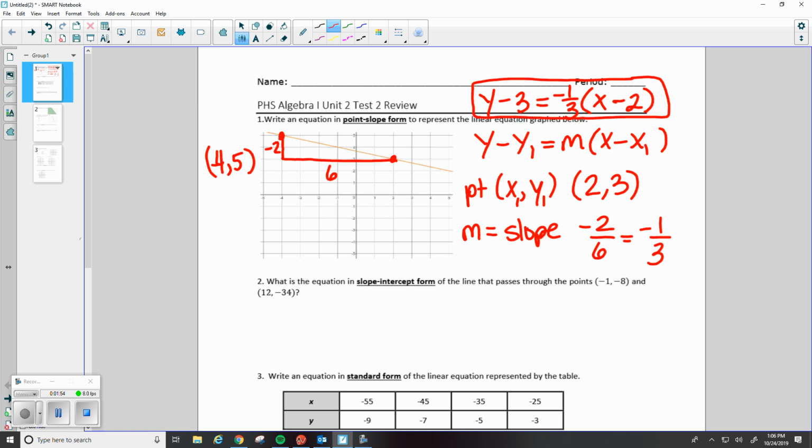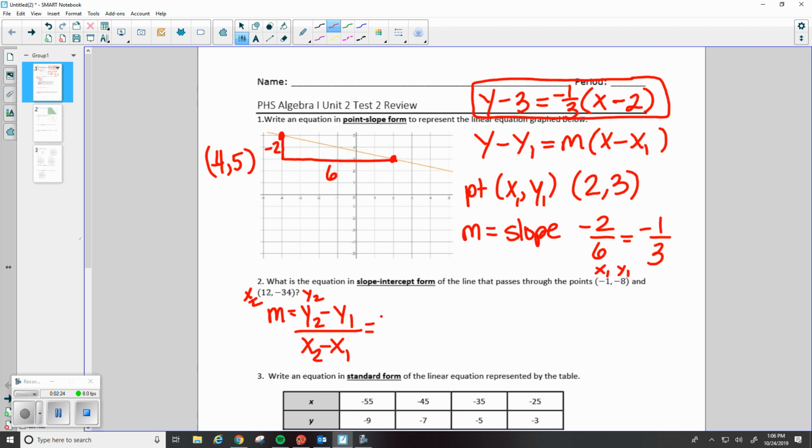For number 2, what is the equation in slope-intercept form of the line that passes through those 2 points? Because they gave it to me in 2 points, the first thing I need to do is find the slope. For slope, I'm going to use the slope formula, y2 minus y1 over x2 minus x1. So I can make this x1, y1, and this could be x2, y2. So I'm just plugging it into my formula.